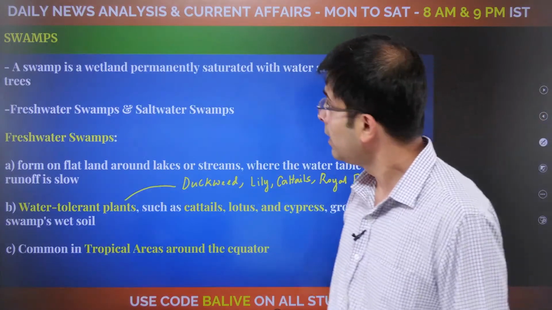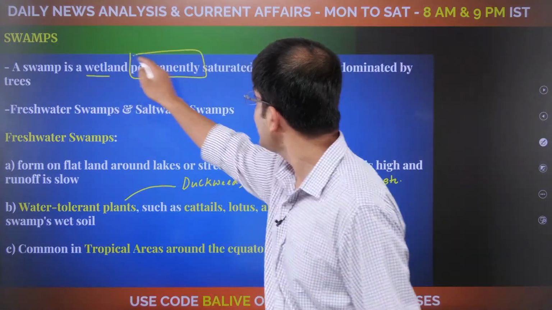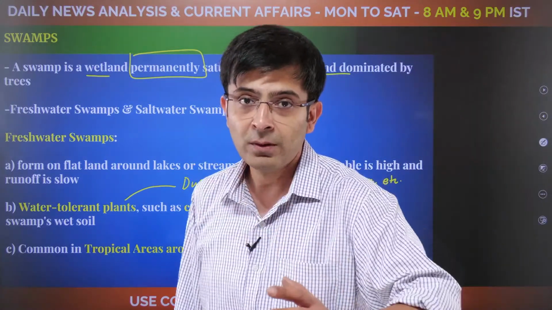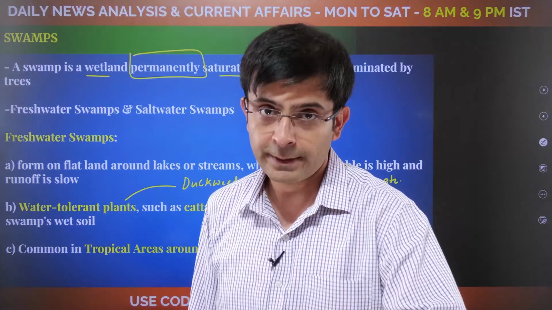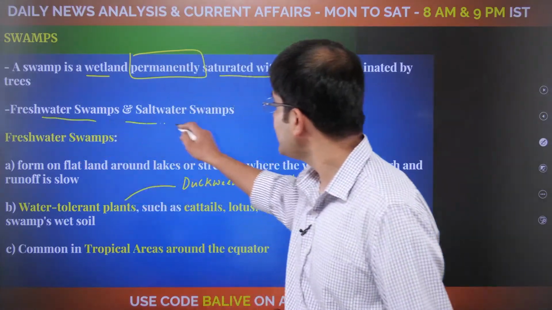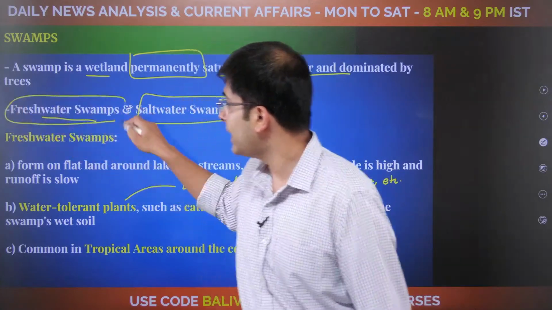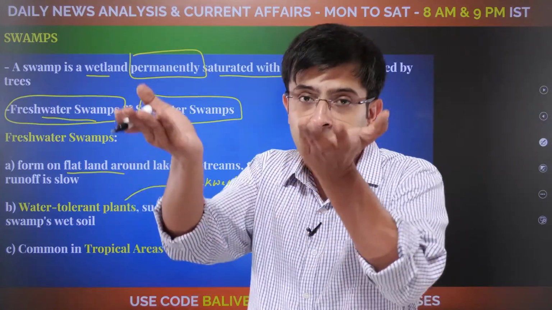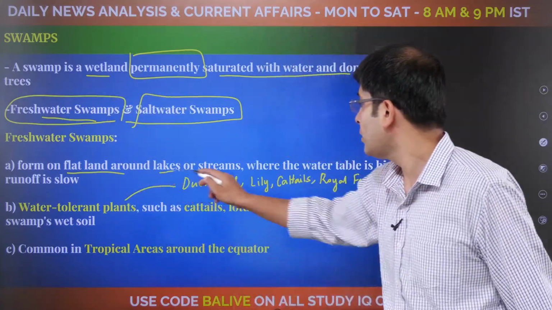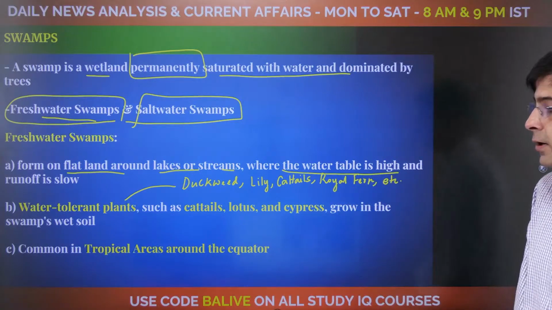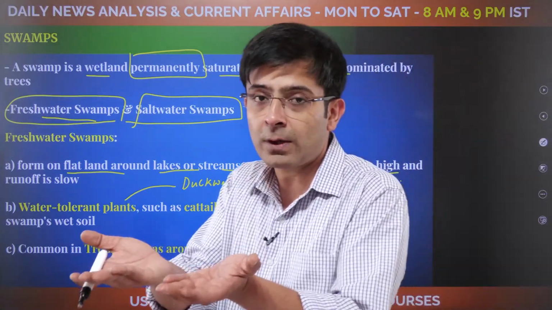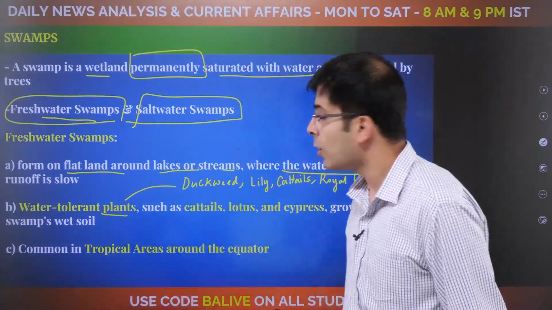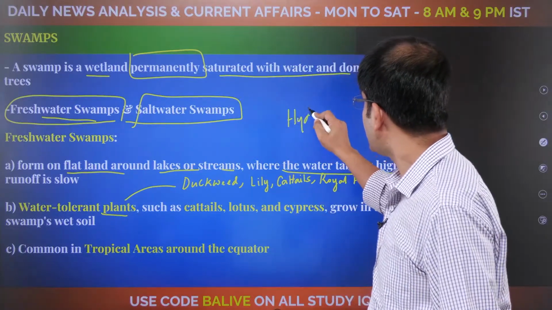Now a swamp. A swamp is a wetland permanently saturated in water. What you understand as the swampy area, no? Swamp is supposed to have a lot of water there. Now you have freshwater swamps and saltwater swamps, both kinds. Freshwater forms on flat land where the water table is so high that it is right at the surface. Around lakes or streams where the water table is high. Runoff is slow, water table is high, which means easy access to water, which means it is at the surface of the earth. Okay, so water tolerant plants, which are called hydrophilic plants.